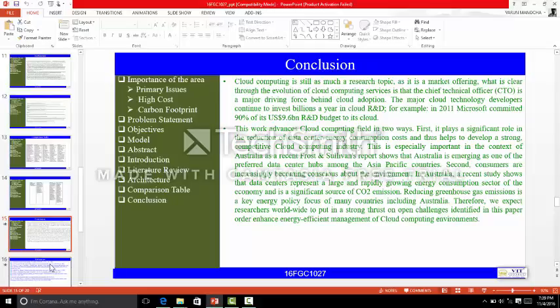Second, consumers are increasingly becoming conscious about the environment. In Australia, a recent study shows that data centers represent a large and rapidly growing energy consumption sector of the economy.